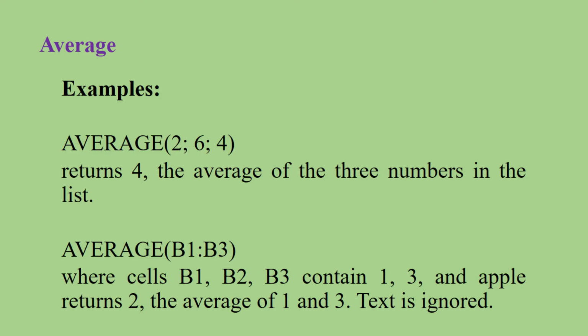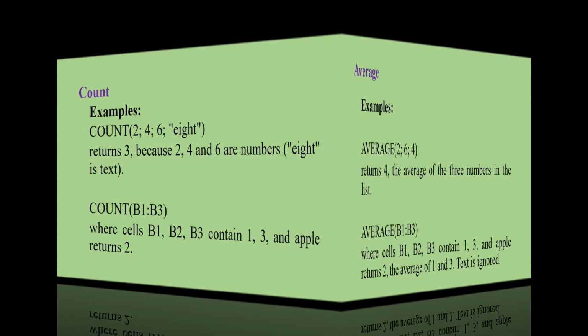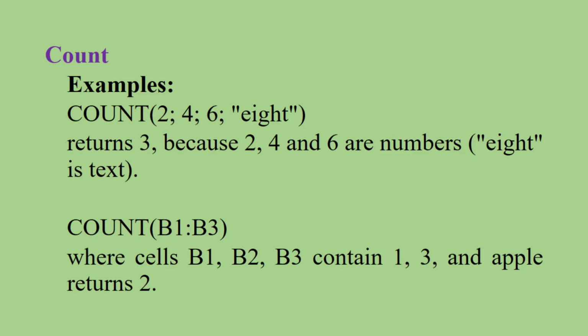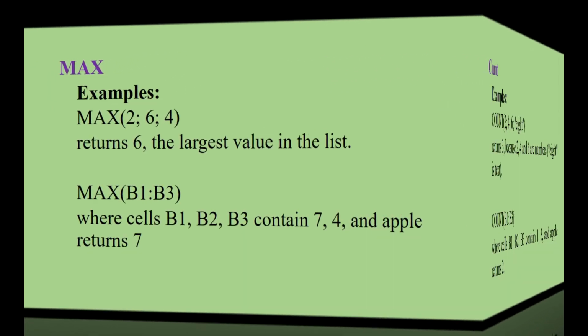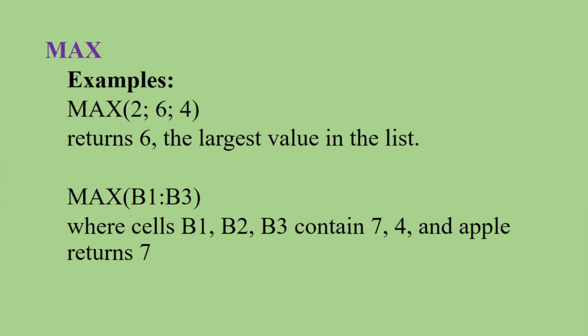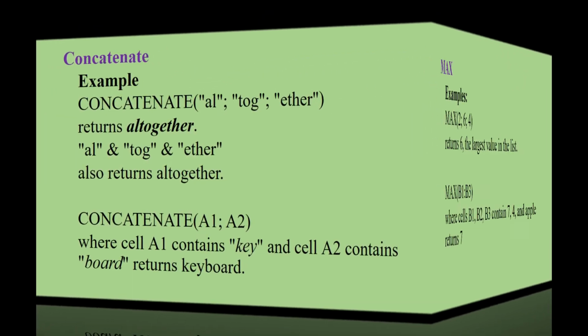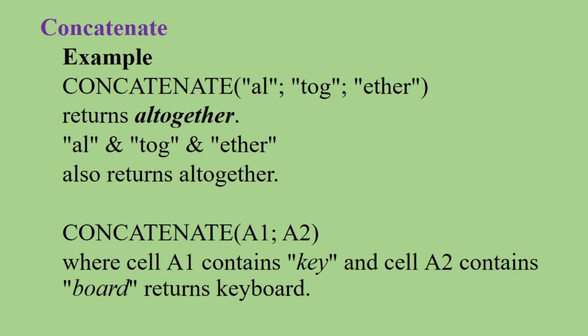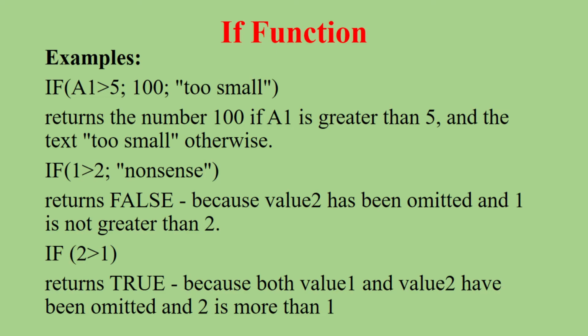Next topic is basic functions. The first one is sum. Add all the numbers in a range of cells. Next is average. Calculate the average of the arguments ignoring text. Next is count. Counts the numbers in the list of arguments ignoring text entries. Next is max. Returns the maximum of a list of arguments ignoring text entries. Next is concatenate. Combines several text strings into one string.